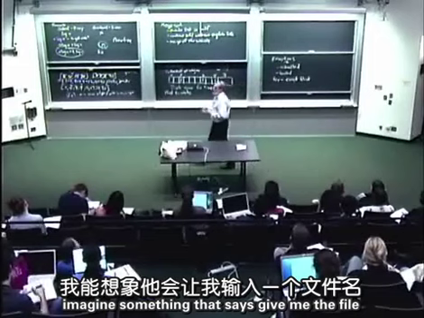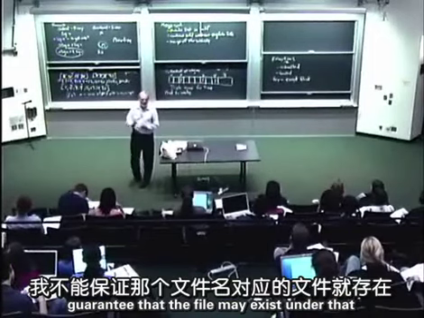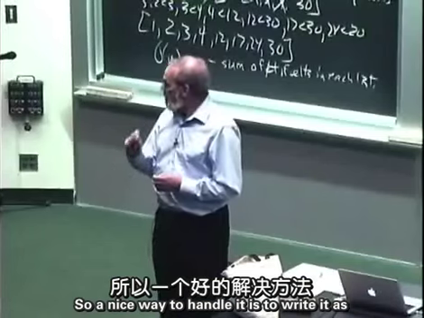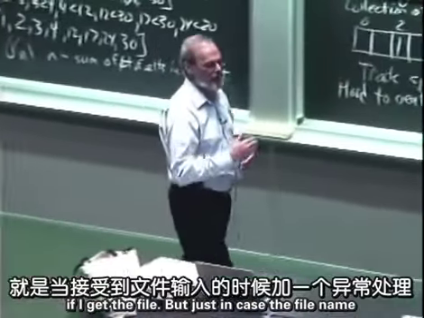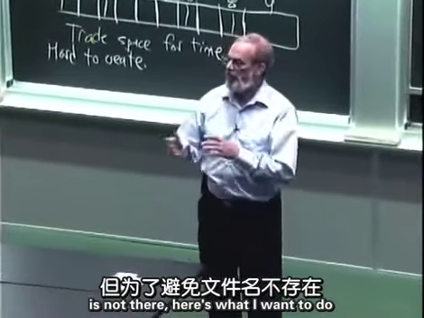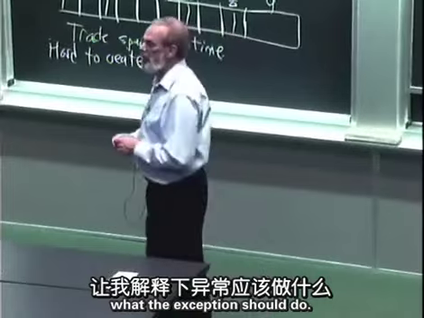And I can certainly imagine something that says, give me the file name, I'm going to do something with it. I can't guarantee that the file may exist under that name, but I know that's something that might occur. So a nice way to handle it is to write it as an exception that says, here's what I want to do if I get the file, but just in case the file name's not there, here's what I want to do in that case to handle it. Let me specify what the exception should do.